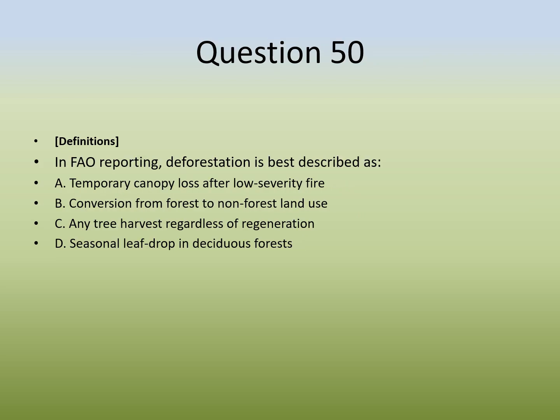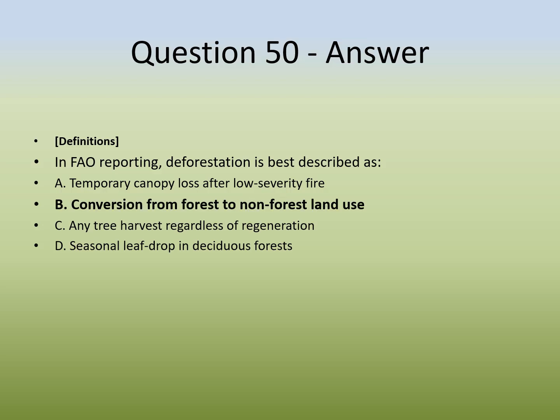Question 50. In FAO reporting, deforestation is best described as A. Temporary canopy loss after low severity fire, B. Conversion from forest to non-forest land use, C. Any tree harvest regardless of regeneration, or D. Seasonal leaf drop in deciduous forests. The answer is B. Conversion from forest to non-forest land use.